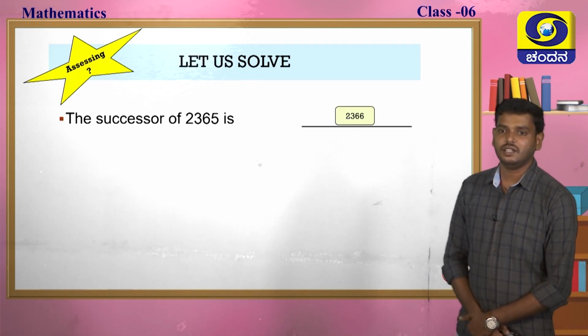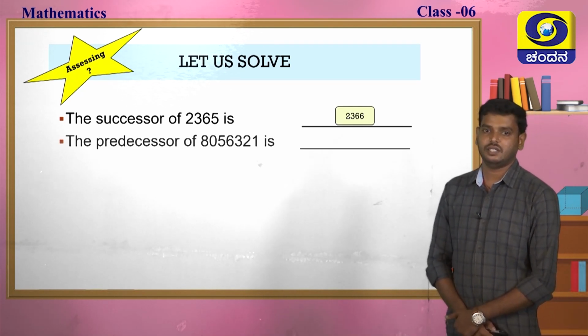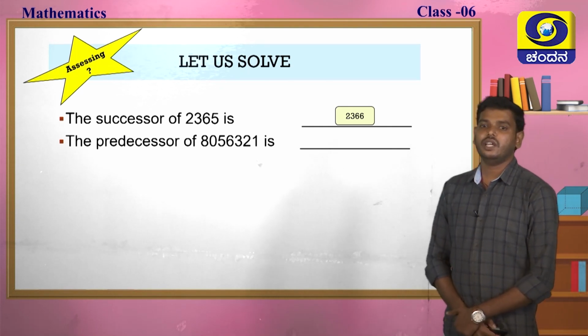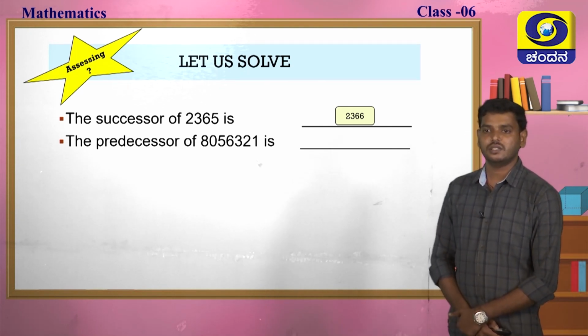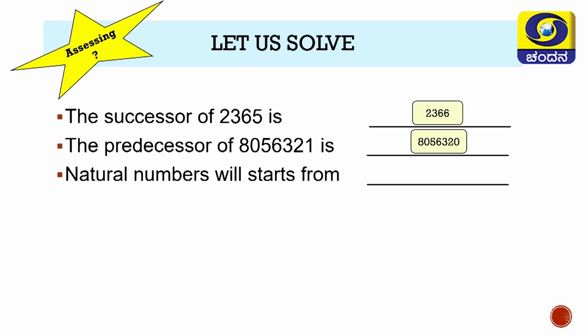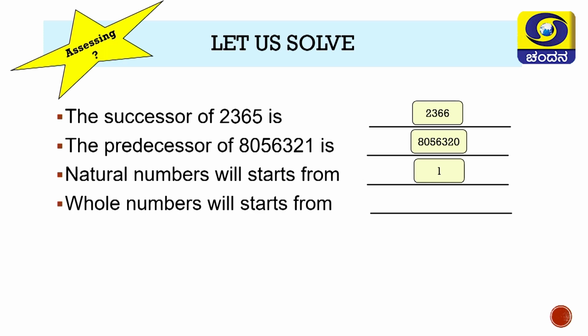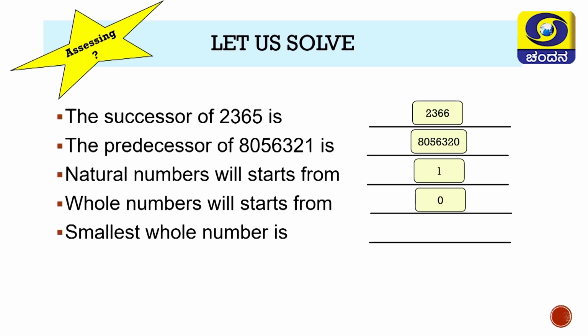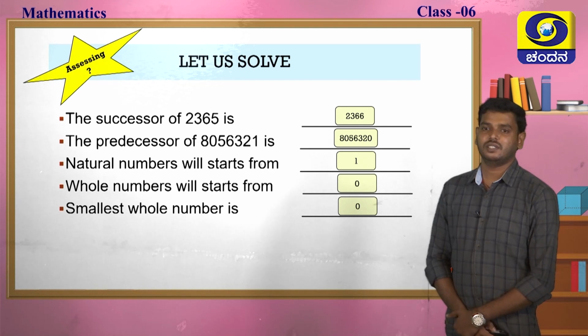Yes, your answer is correct, that is 2366. Second question. The predecessor of 8056321 is? 8056320. I hope you have answered. Third question. Natural numbers will start from? Yes, it is a very easy question, 1. Next question. Whole numbers will start from 0. Is it correct? Yes. Fifth question. Smallest whole number is? Yes, your answer is absolutely right, that is 0. I hope you have understood this session, children.